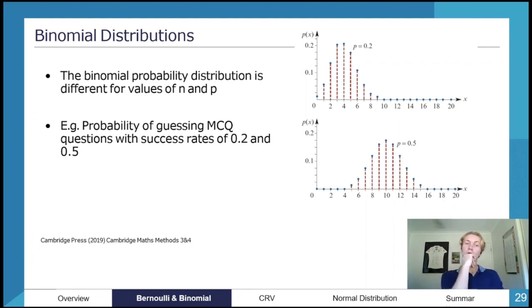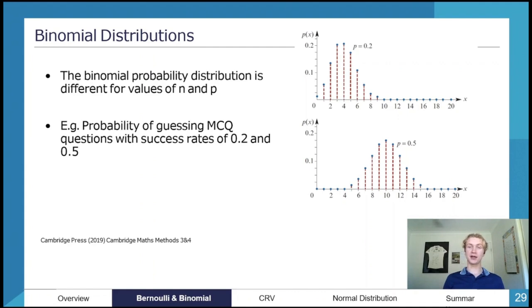So an example here would be the probability of guessing MCQ questions with success rates of 0.2 versus 0.5. So this is the number of outcomes that we get versus the different probabilities. And the probability of obtaining that number of outcomes successfully guessed is different depending on the probabilities. For example, in the first one, when the probability is only 0.2, if you're guessing those MCQs, you're only getting four or six right? Between 2 and 6 really.